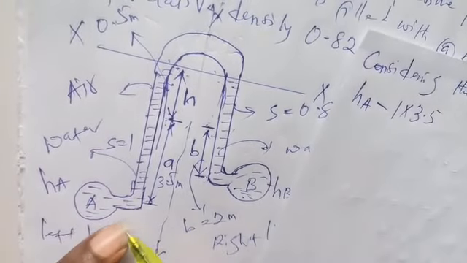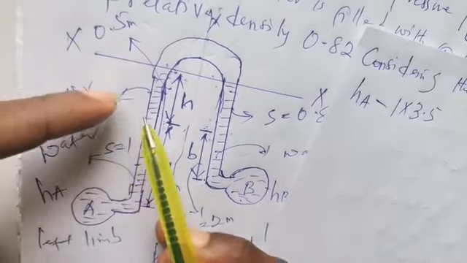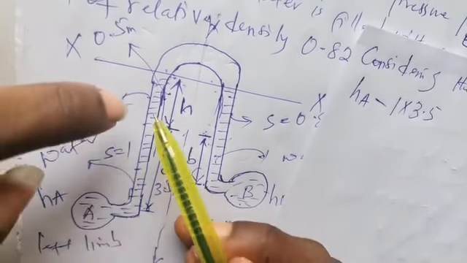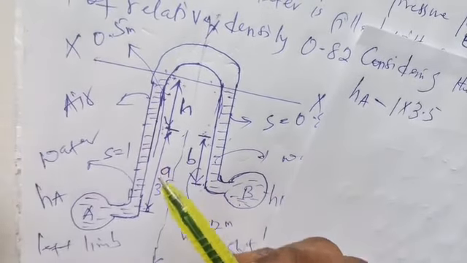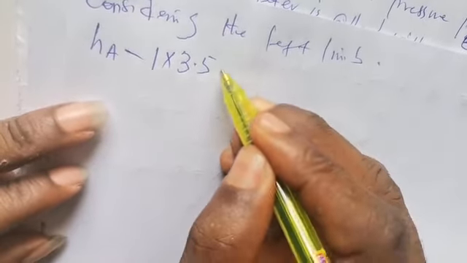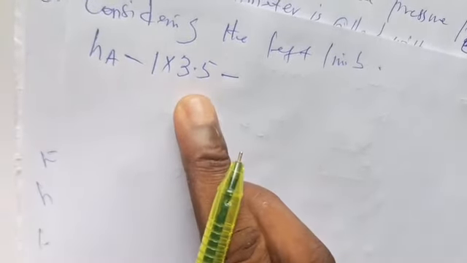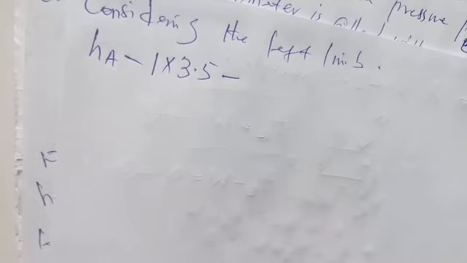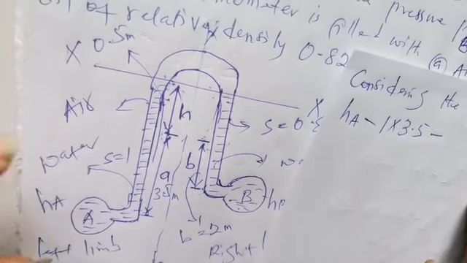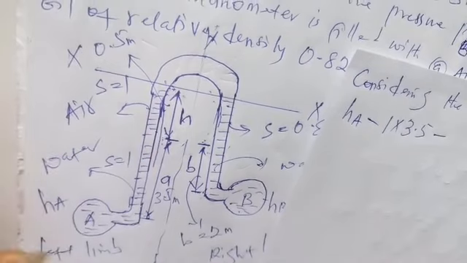It is not over yet. Still on the left limb, we have air. I choose here to be air. You can choose here to be the oil of relative density, it doesn't matter. Both of them have the same height, so they can take any position. Same thing now, since this is an inverted manometer, you add negatively, so this becomes minus the specific gravity of air multiplied by the height of air in the tube. That gives you the pressure head of air in that tube. Air also has a constant specific gravity value, equal to 1.